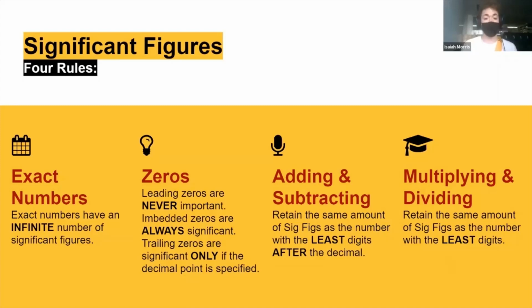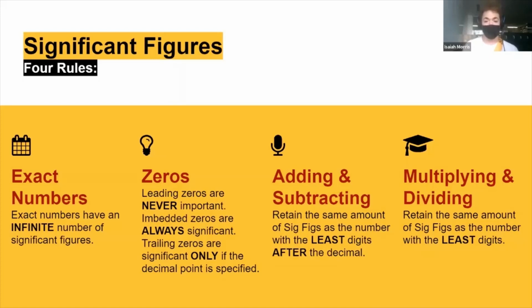The second rule is when it comes to zeros. Zeros in numbers come into play in different ways. For instance, a leading zero is never important. So if you were to have a zero in front of a 4,000, that zero doesn't count. It's not important. It's the same with embedded zeros, which are zeros within the number itself. If you were to have 0.403, that zero in the middle is important, but that leading zero is not because it's before the decimal point. However, that embedded zero is significant. The last thing about zeros is that trailing zeros are only significant if the decimal point is specified. Zeros at the end of a number like 4,000 really don't count as much as in 0.400, where those decimal places actually do matter.